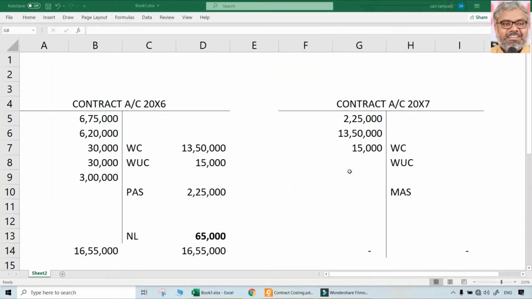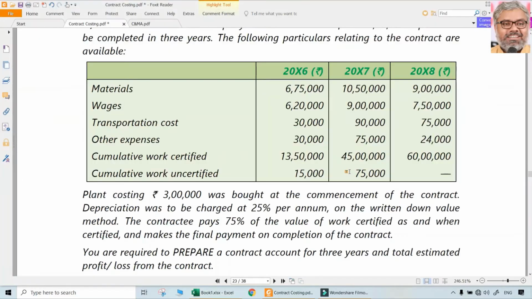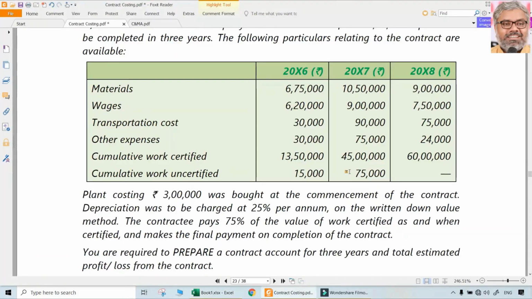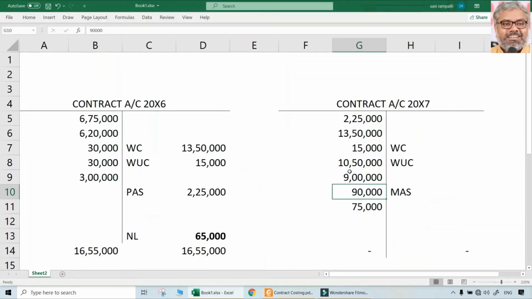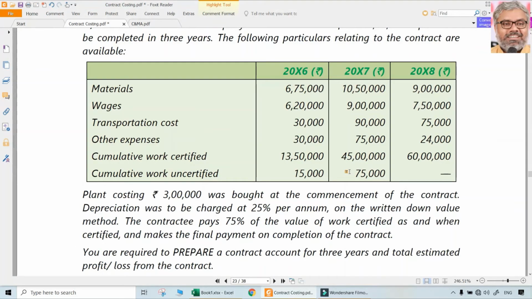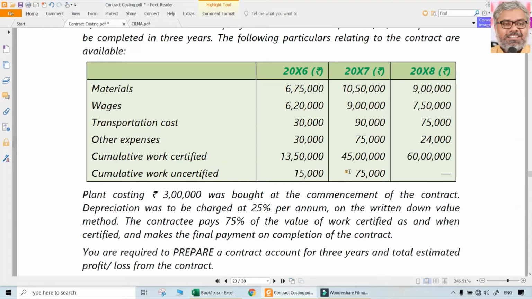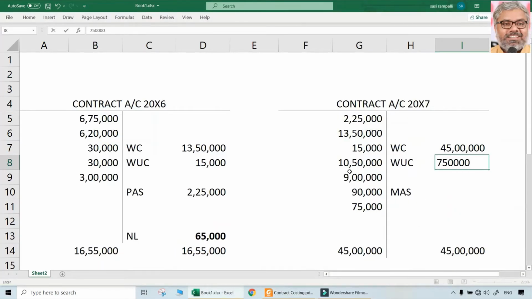What happened during that year? 10,50,000 rupees material, 9 lakhs rupees wages, 90,000 transportation cost, 75,000 other expenses. Cumulative work certified on the credit side. Cumulative only we should take, because we have already debited work certified for the past year. So once debited, credit should be given to the cumulative work certified only. That is 45 lakhs. And 75,000 is the cumulative work uncertified.